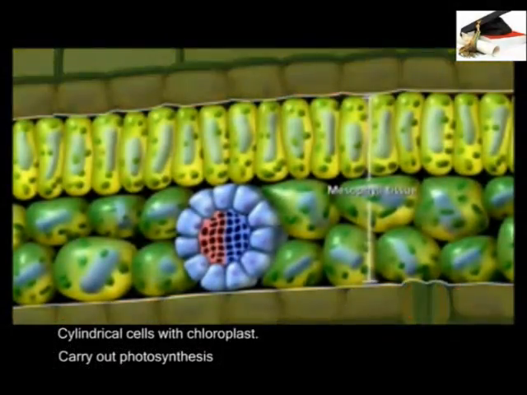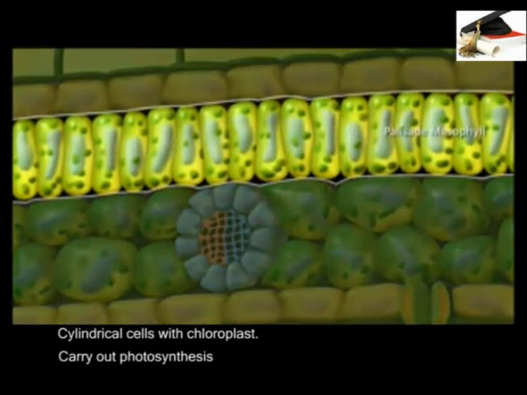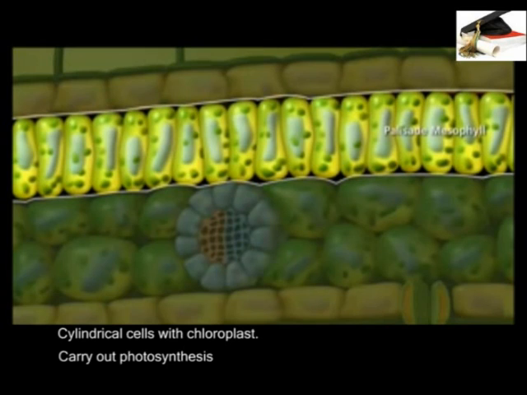Palisade layer. Palisade layer is a layer of cells located beneath the upper epidermis. It consists of cylindrical shaped cells closely packed together and with a long axis perpendicular to the surface. They have numerous chloroplasts containing chlorophyll, which is necessary for photosynthesis. Their position and arrangement allows them to receive maximum sunlight.